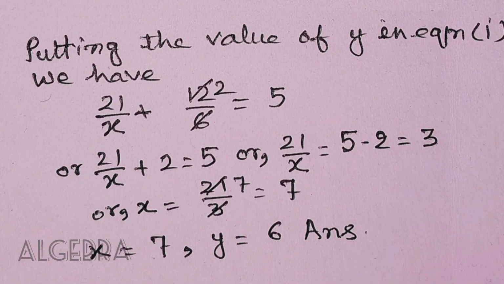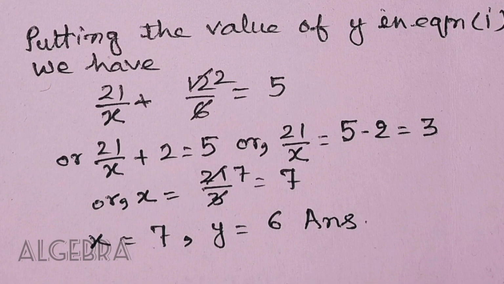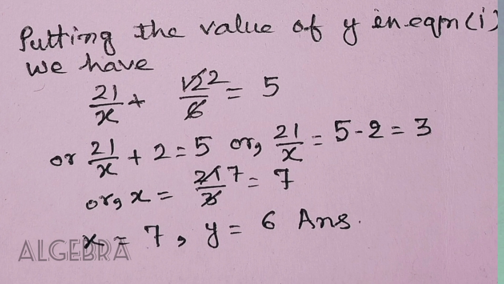Putting the value of y in equation 1, we have 21 by x plus 12 by 6 is equal to 5, or 21 by x plus 2 is equal to 5, or 21 by x is equal to 5 minus 2 is equal to 3, or x is equal to 21 by 3 is equal to 7. So x is equal to 7 and y is equal to 6.